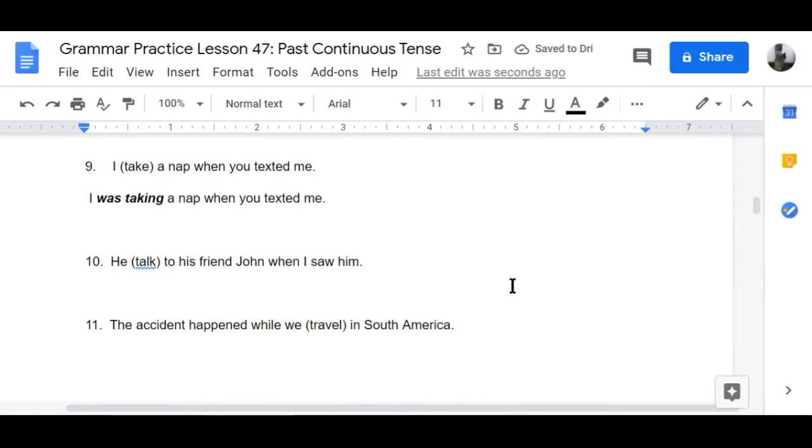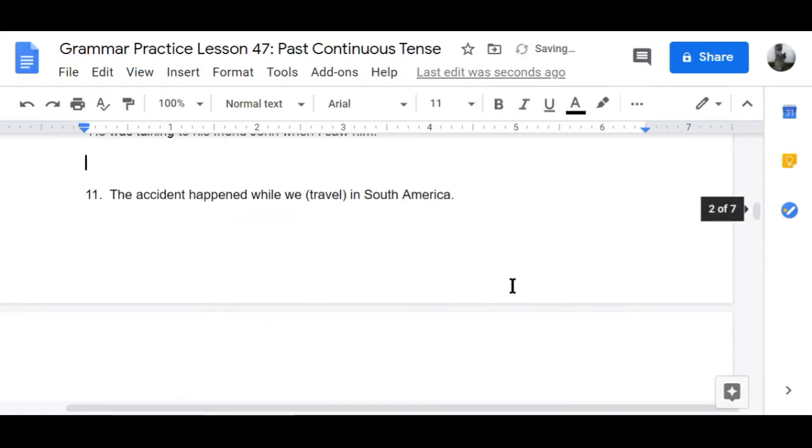10. He to his friend John when I saw him. He was doing what? He was talking to his friend. He was talking to his friend John when I saw him.